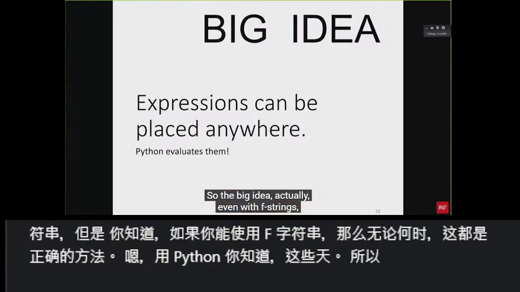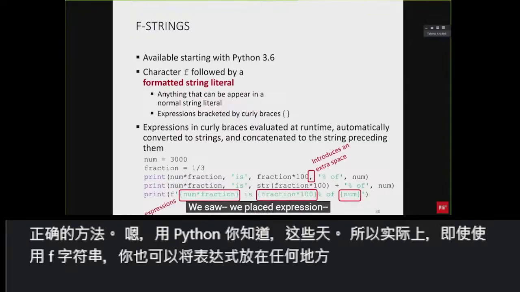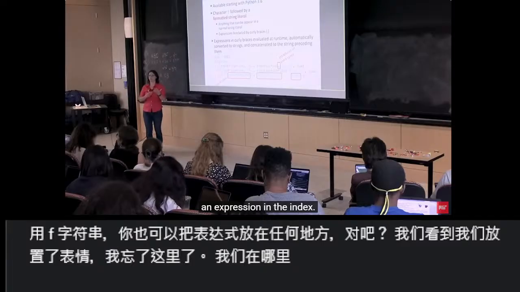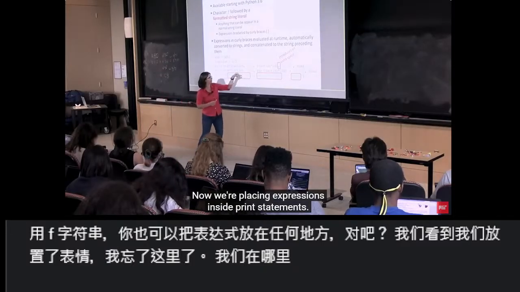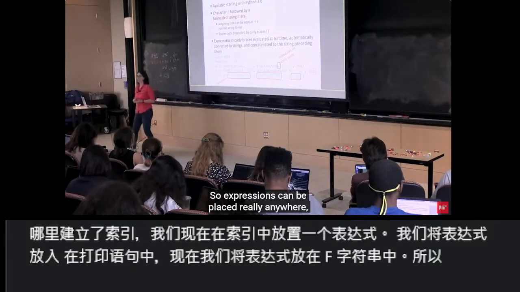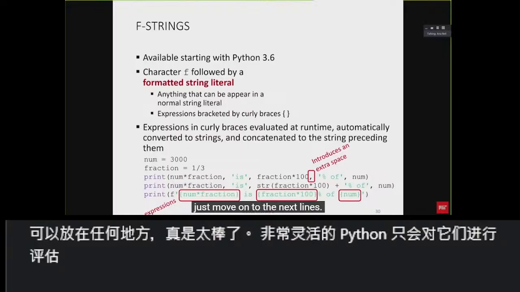So the big idea, even with F strings, is that you can place expressions anywhere, right? We placed an expression in the index, right? Now we're placing expressions inside print statements, and now we're placing expressions inside F strings. So expressions can be placed really anywhere, which is pretty awesome. Very versatile. Python will just evaluate them and then just move on to the next lines.